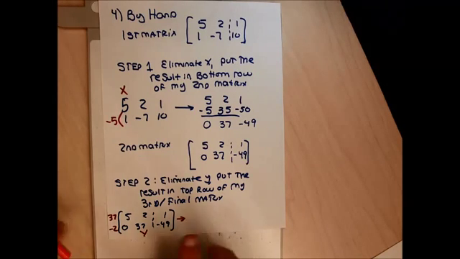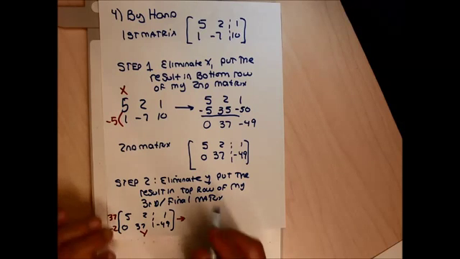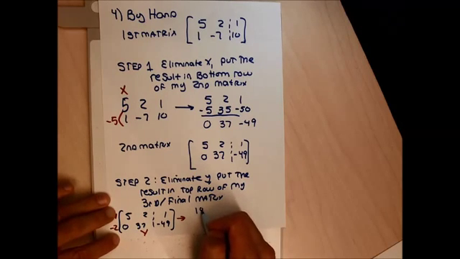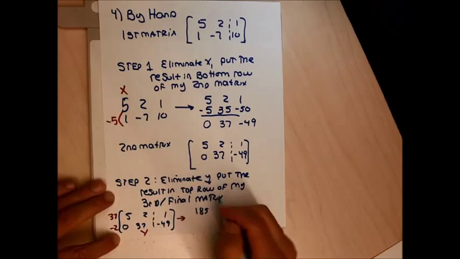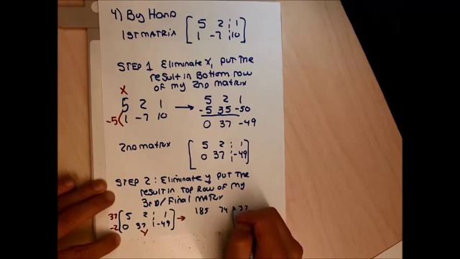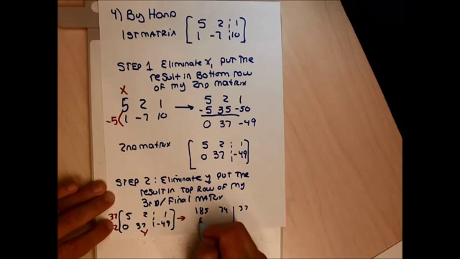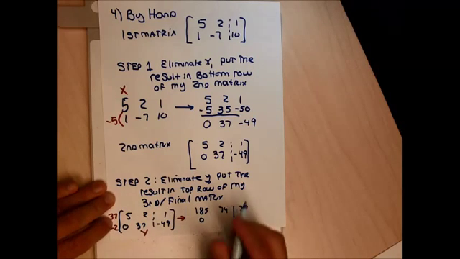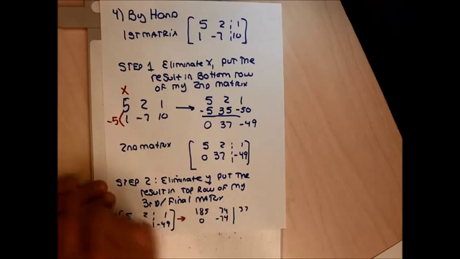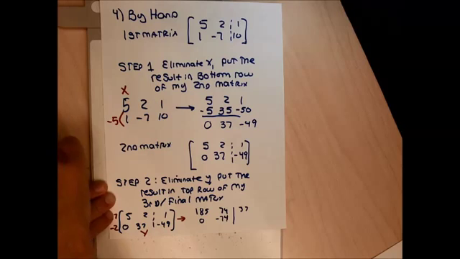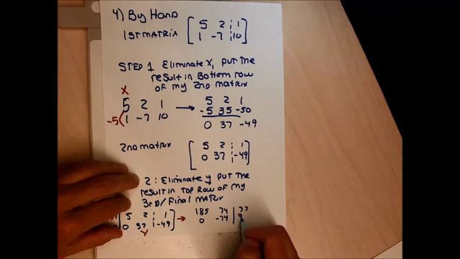So first computation is 37 times 5. And 37 times 5 is 185. Then 37 times 2, you get 74. And then 37 times 1, you get 37. Next row, negative 2 times 0, you get 0. Negative 2 times 37, you get negative 74. Negative 2 times negative 49, doing these off screen, is 98.